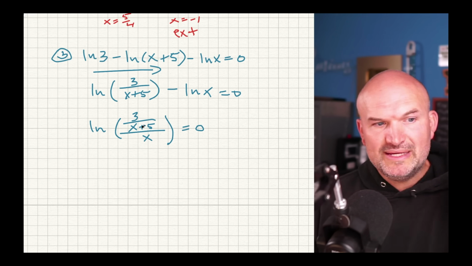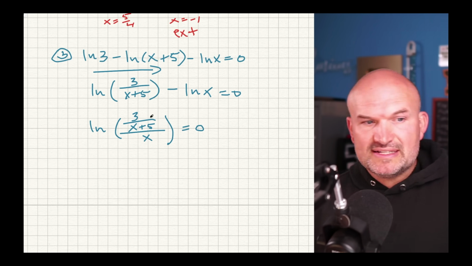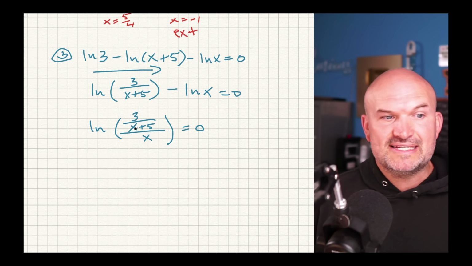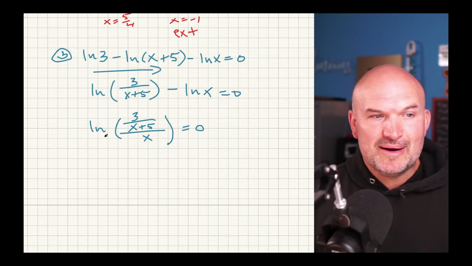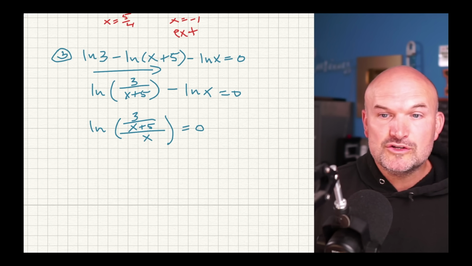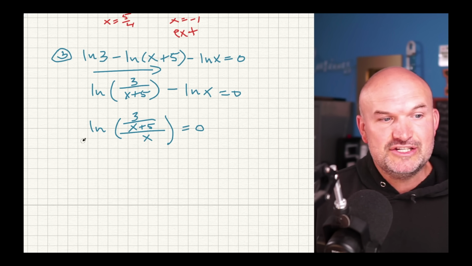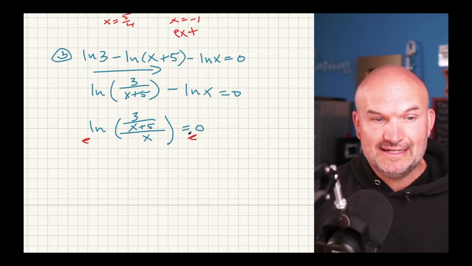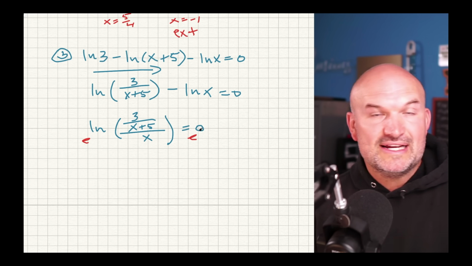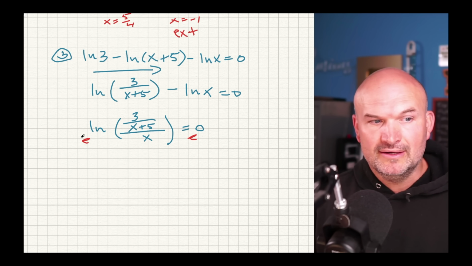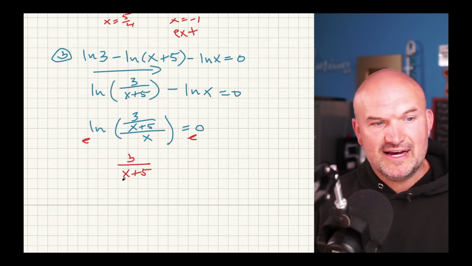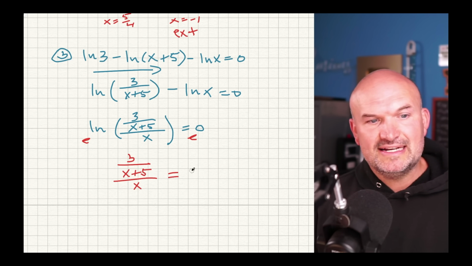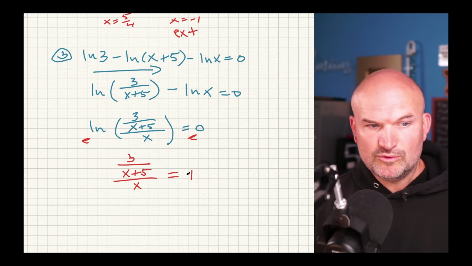I want to see, well, how do we get rid of this ln, right? In the previous examples, we always did exponentiating based on the base of what the logarithm was. And again, it's very important to remember the natural logarithm has a base e. So what we're going to want to do in this case is exponentiate both sides with base e. Now this is very helpful because e raised to the 0 power is going to be a 1. Over here, that's just going to eliminate the ln. So therefore, we're just left with the argument, which is 3 all over x plus 5, divided by x. And that's going to equal 1, right? e to the 0 is equal to 1.